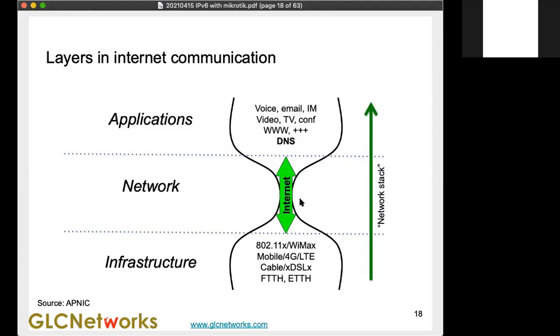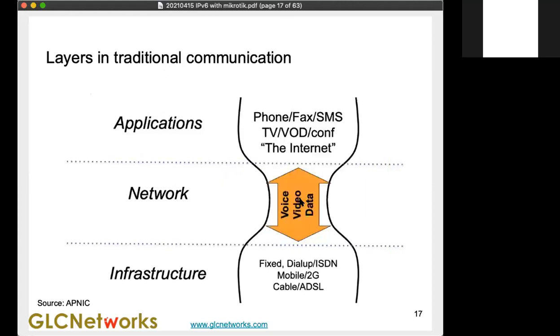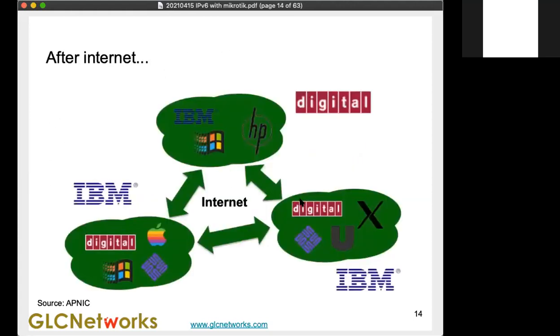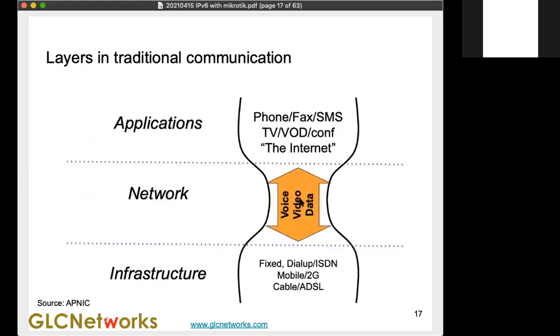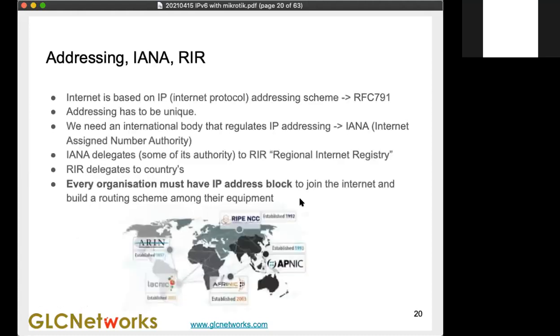Okay, so because there are so many vendors, as I said here, vendors need to be able to talk to each other. That's why we need a standard. A standard is like a language, an agreement on how we communicate with each other. So this is what I send, this is what you get, and this is how you reply. That is a standard.